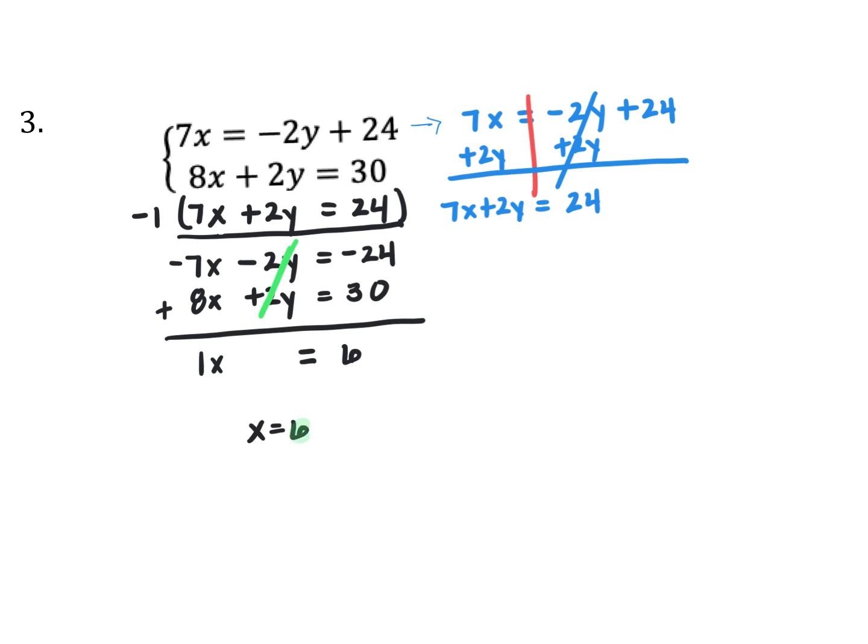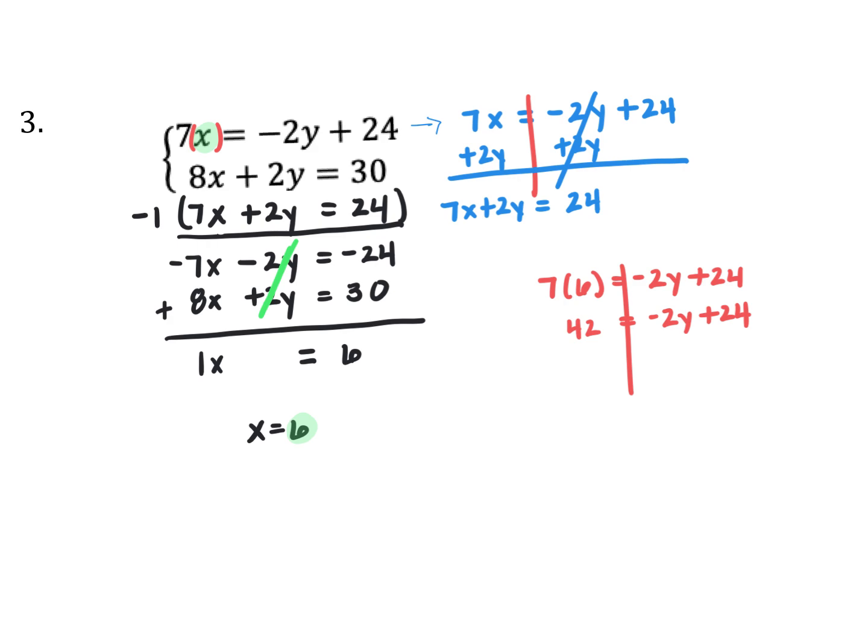So I'm going to take this 6, and I'm going to plug it in right there. But before I plug it in, I have to have parentheses around it so I know that I multiply it. So I'm going to take 7 parentheses 6 equals negative 2y plus 24. Okay, 7 times 6, that's going to give me 42 equals negative 2y plus 24.